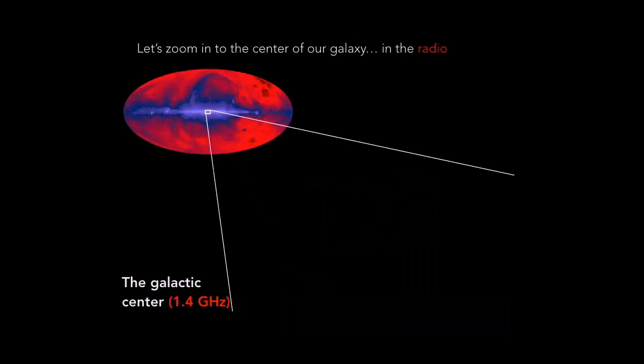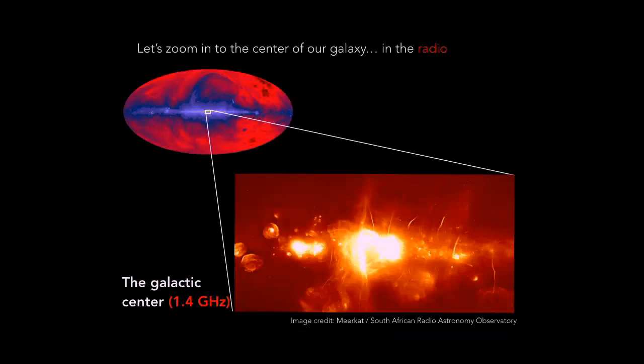But what if you were to do that same thing in the radio? What would that look like? Here's a recent image that came out from the MeerKAT collaboration in South Africa. And you see that there's actually really cool stuff going on in the center of the galaxy. It's this super chaotic place. There are all these swirls and all these bubbles.